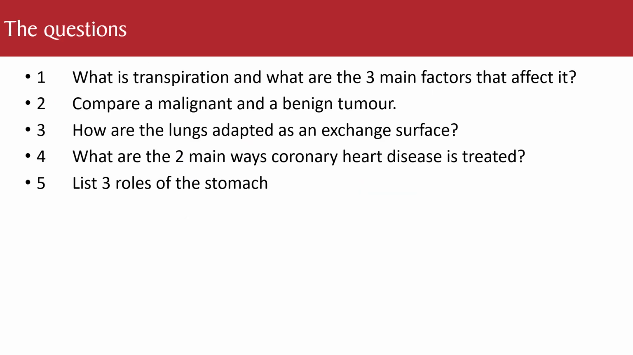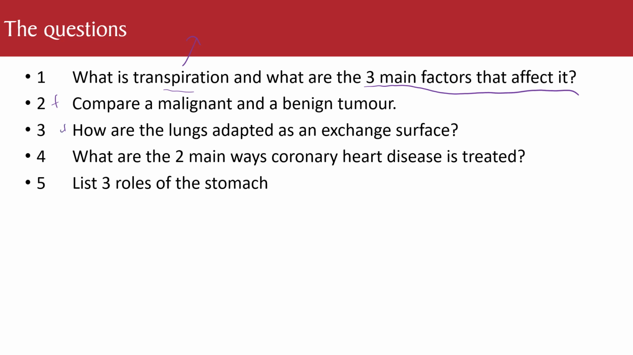Okay, now what we've got here is these are then the 5 questions that you need to write down in your exercise book. Number 1 is what is transpiration and what are the 3 main factors that affect it? So I want a definition and information about what transpiration is, and then list the 3 main factors that affect it. Okay, don't forget you may well get one of the graphs in your exam. Number 2, compare malignant and benign tumours. So compare means this does this, this does this. A malignant tumour has this, a benign tumour has this.